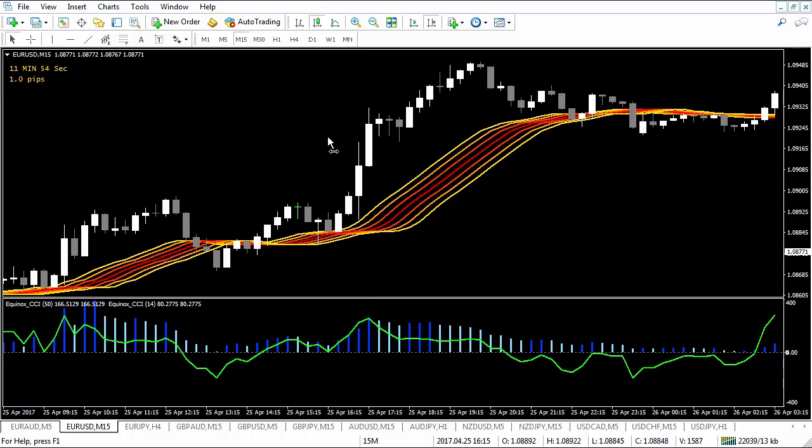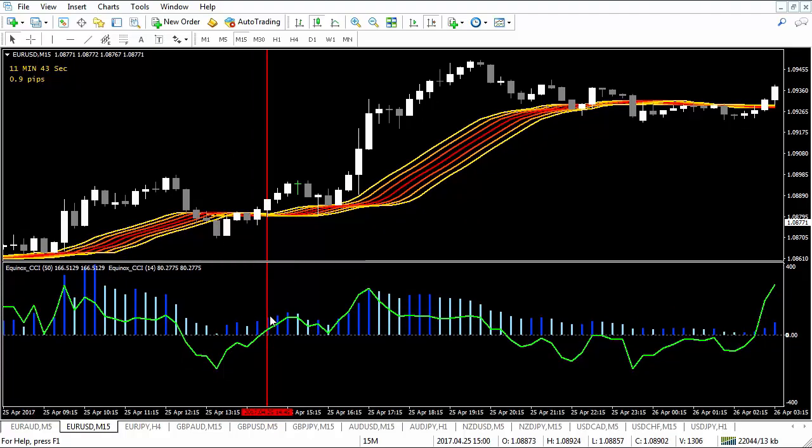If I zoom in, and we'll take a look at this, I'll mark this section here. We can see that on the previous candle, the signal line is still underneath the zero line. On this next candle, the signal line moves above the zero line. We have both requirements met at this point. We got the signal line moving above the zero line with a blue histogram, and the price closes above the ribbon. This is a buy trade.